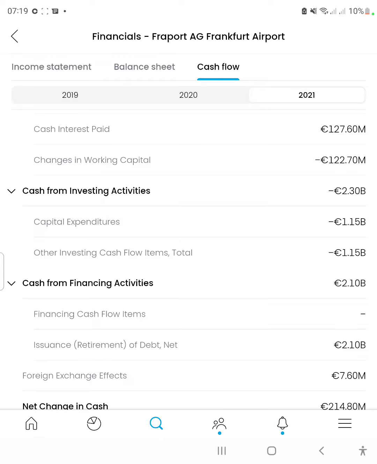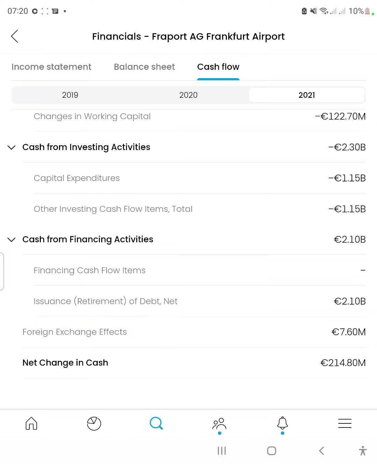So it spent 2.3 billion euros on general cash flow items, 1.15 billion euros of which was capital expenditures, so expanding the company's infrastructure so that the company can be more productive in the future, and the other 1.15 billion euros was spent on other cash flow items. So let's check the cash flow from financing activities.